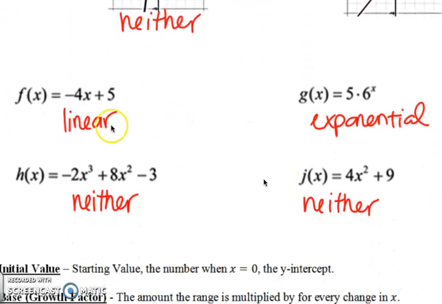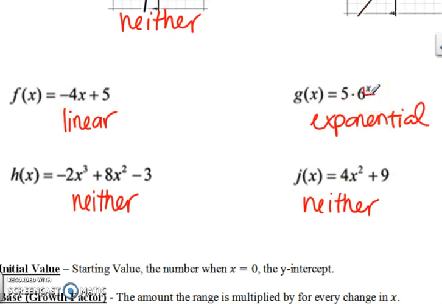Down here with equations, so notice this is y equals mx plus b. So this is a linear equation because of y equals mx plus b. So these are probably confusing for you. Exponential has to have the x in the exponent. Okay? So notice on h of x and j of x, we have exponents of a 2 and a 3 and a 2, but to be exponential, the x has to be in the exponent position. Okay, so that's why these two were neither.